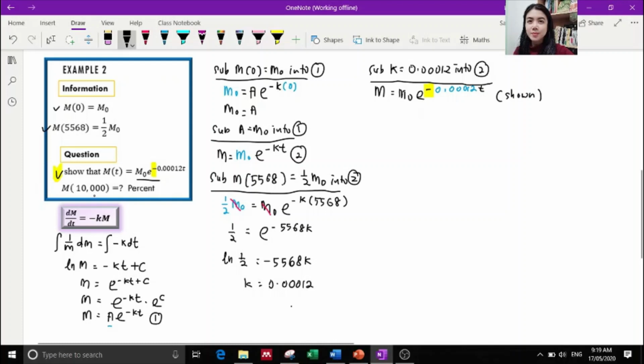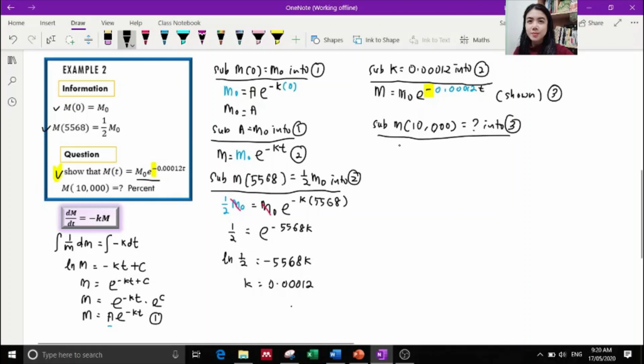Okay, so let's just look at the second part. The second part asks us to figure out the percentage of the mass after 10,000 years. So the way to solve is actually very simple. You have to do the substitutions again. So you have to substitute m 10,000, let's say into your equations. This is equation number 3. Let me put a question mark here. So you have a question mark here, into your number 3.